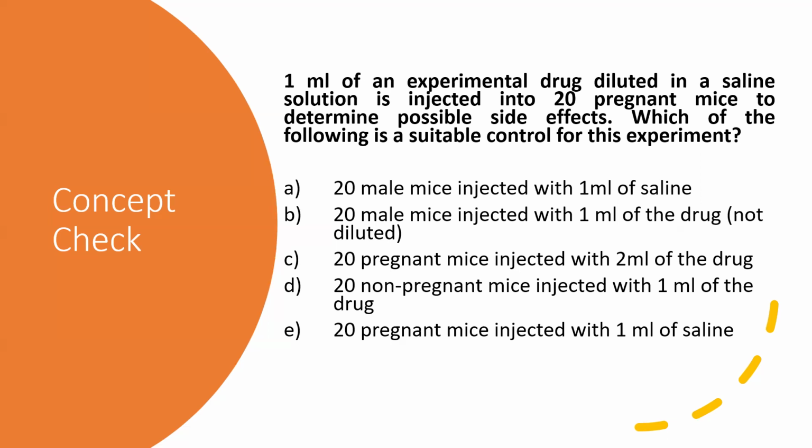Okay. We are testing this drug on pregnant mice. So anything with male mice will not be the answer, right? And anything with non-pregnant mice is also not going to be the control, right? Yeah, that's correct. So for the control, do we give them even more drug or just the saline? Just the saline, right? Remember, the control, the placebo, is everything but the active ingredient.